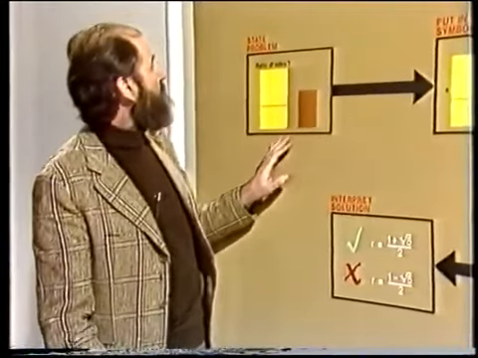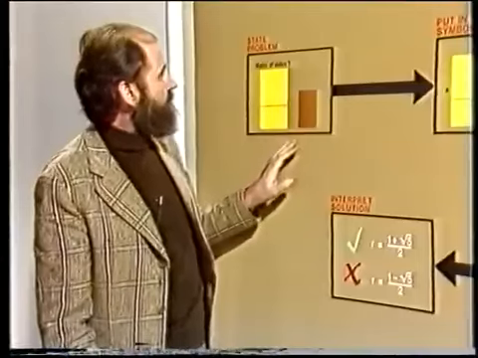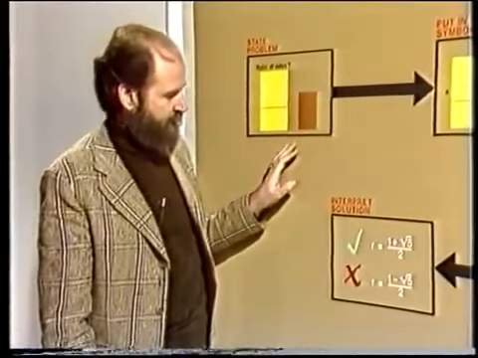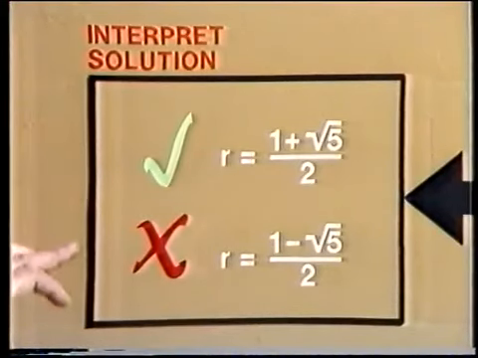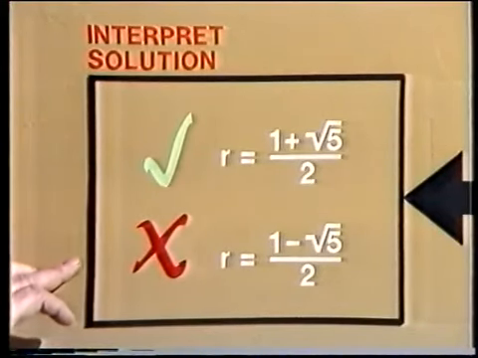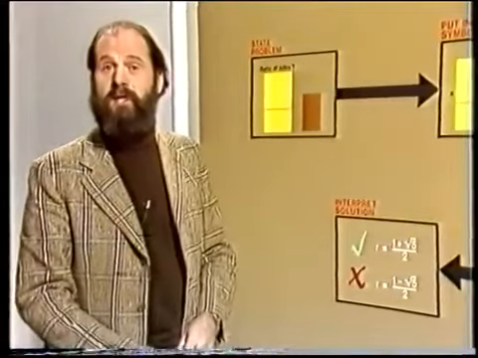Now, the original problem is a ratio of size, and so therefore the answer must be positive, and so the positive number is acceptable as a solution, but we've got to reject the negative one. Well, that was straightforward enough.